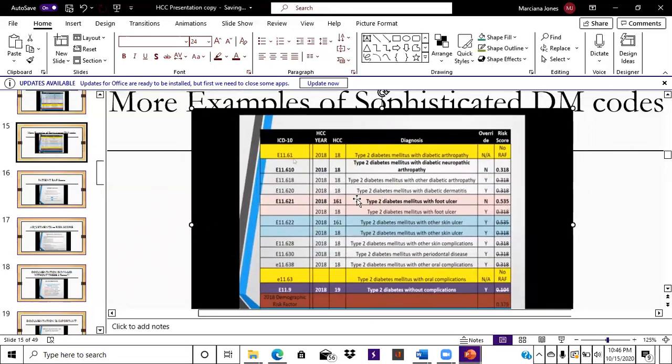There we go. So you see the ones in the yellow, they're two digits, and they both have no RAF. You have to add the third digit to get the RAF score. E11.62, type 2 diabetes with foot ulcer.